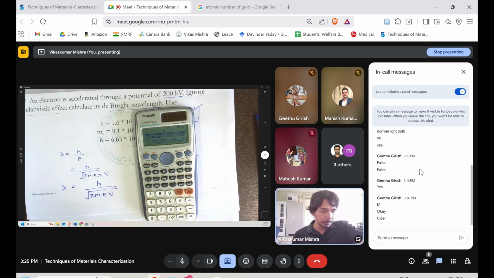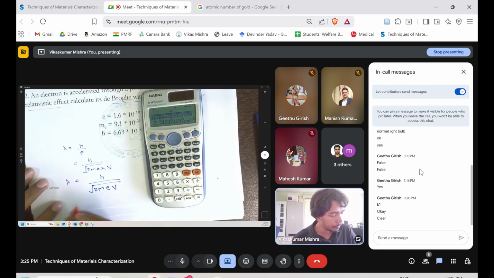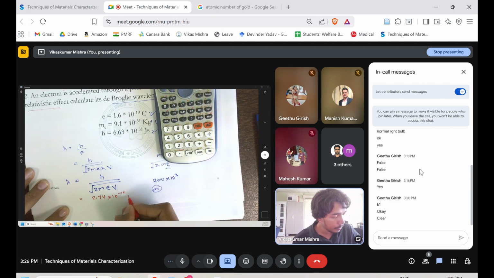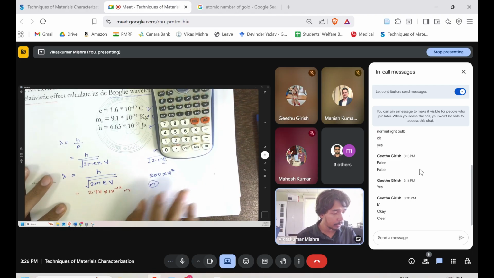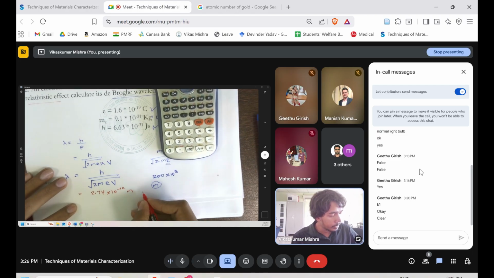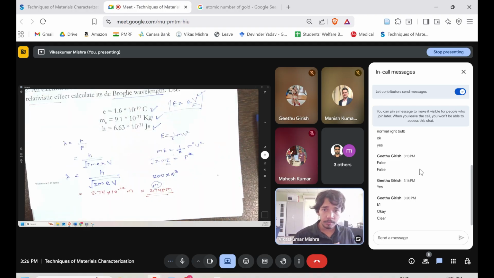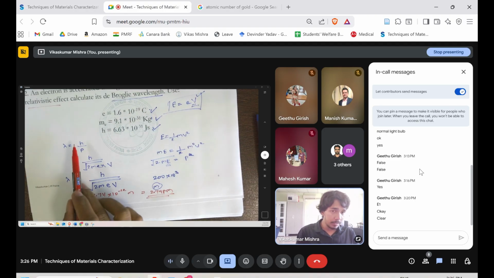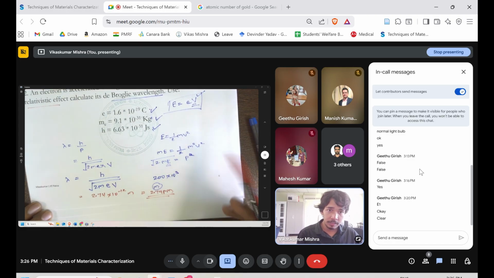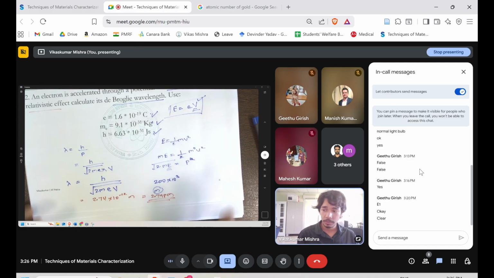So the value which we have got is around 2.74 into 10 to the power of minus 12 meter, right? So we can write it is nothing but 2.74 picometer. So this is our answer. Let me know if anyone finds any difficulty in this entire process that we have carried out. If not, let's move ahead.